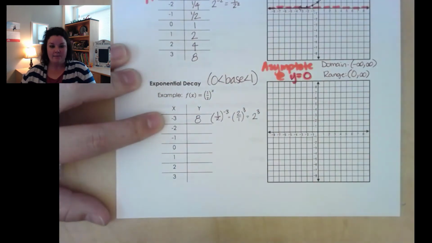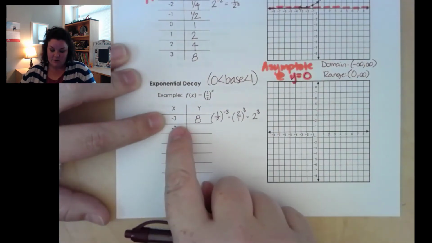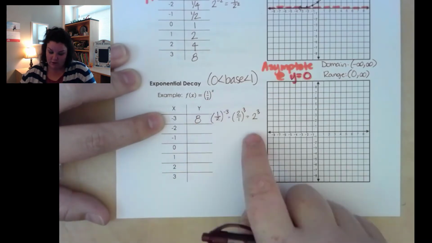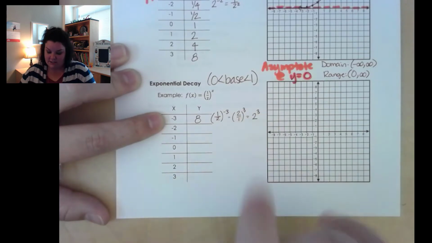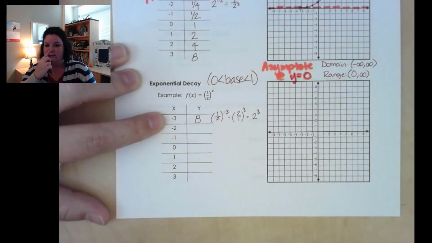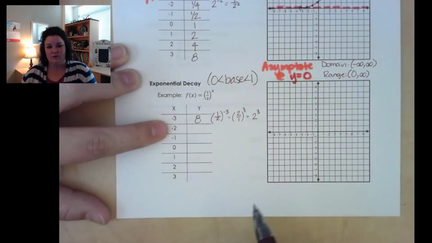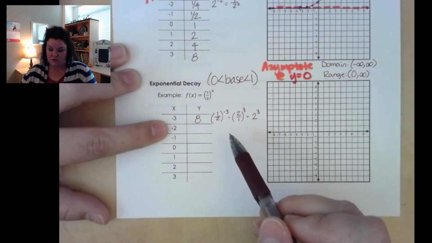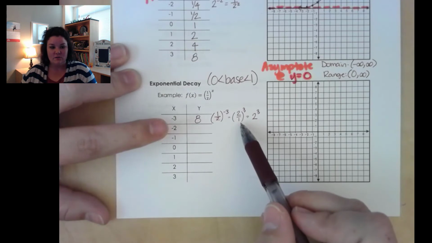So notice what's happening. I know this is going to flip anytime I plug in a negative, right? And then whatever my power is here, that's just going to be applied to the 2. So let's think about what that means for -2. -2 is going to flip it, right? So that I get 2/1, and then I'm going to be squaring it.